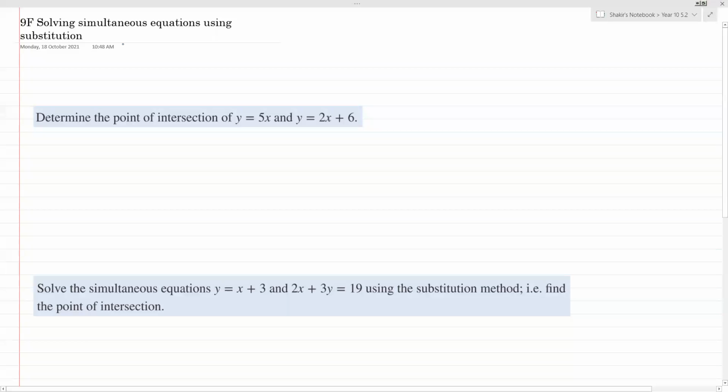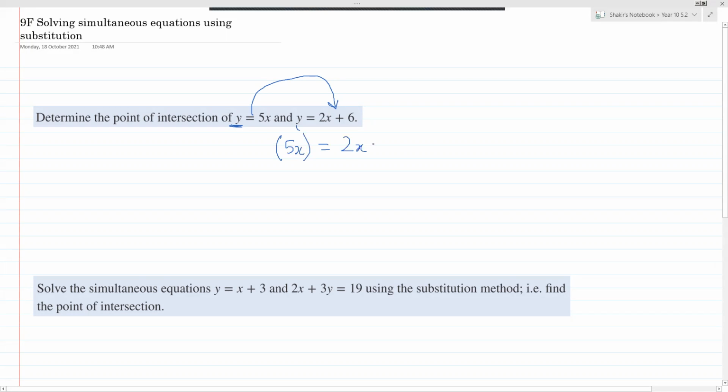What we're going to do is to put this equation into that equation. We're going to substitute y because I know what y is. Y is 5x. So I'm going to sub in y equals 5x. Wherever I see y, I'm going to put 5x. So in place of this y, I'm going to put open bracket 5x, close bracket, equals 2x plus 6. And that's literally it. That is the key.